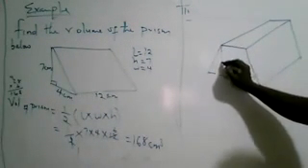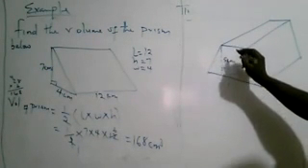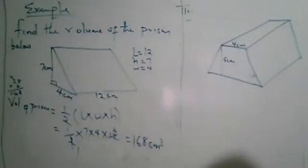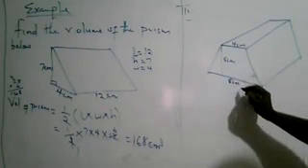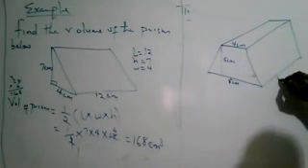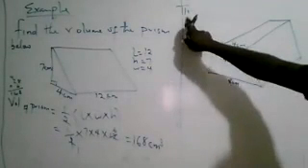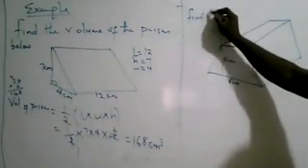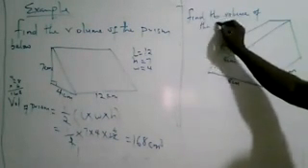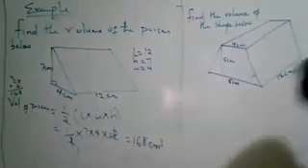Now they told you that this place is 5 cm. This place is 4 cm. This place is 8 cm. And this place is 12 cm. That's what you have. And they are being asked to find the volume of the shape below.